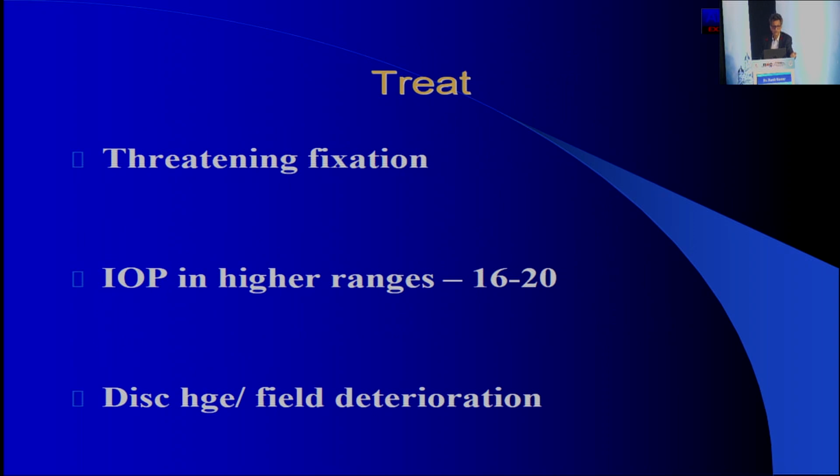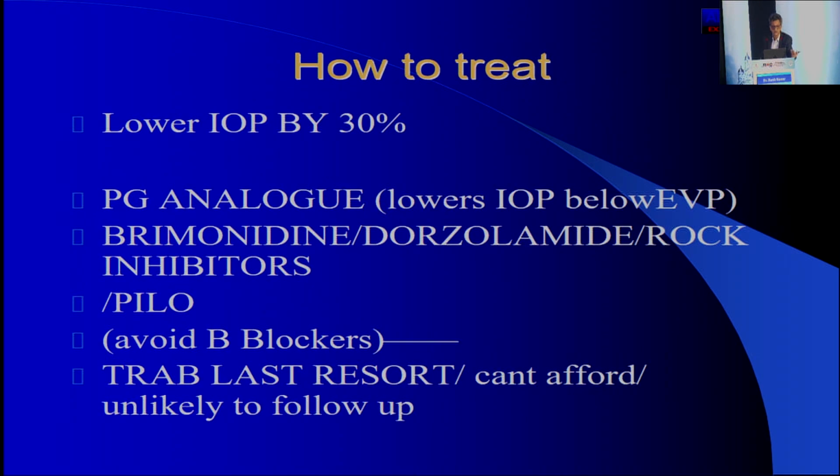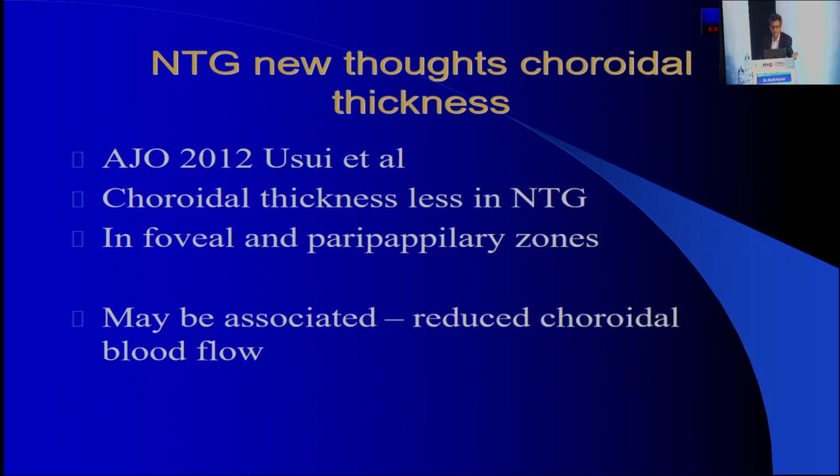So if the patient is threatening fixation, fields are deteriorating, IOP is in the higher ranges, wider diurnal variation, new optic disc hemorrhages, deep localized notch, young age, systemic hypotension, vasospasm, myopia, you'll like to treat. Start by getting the pressures 30% lower, with PG analogs. You can use all medications, but definitely don't use beta blockers because they lower the pressures at night, along with the BP. And trab is definitely a last resort.